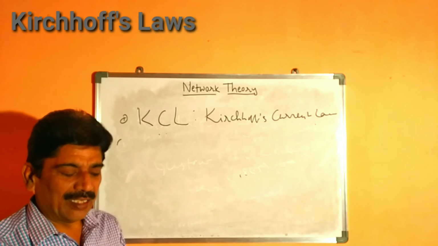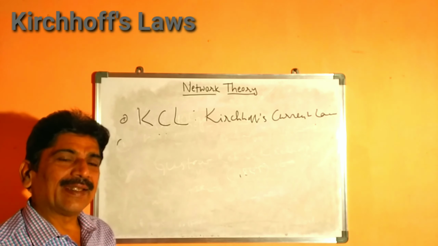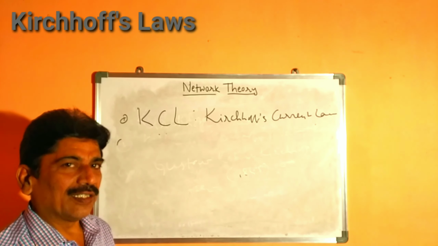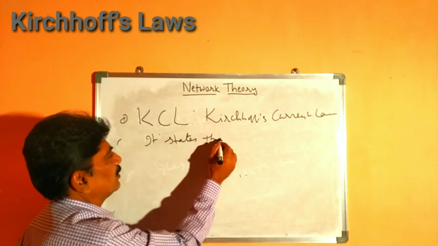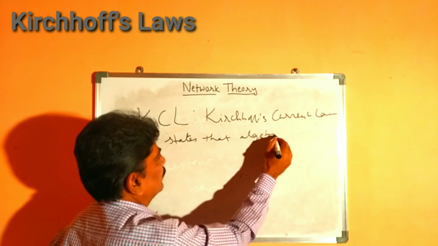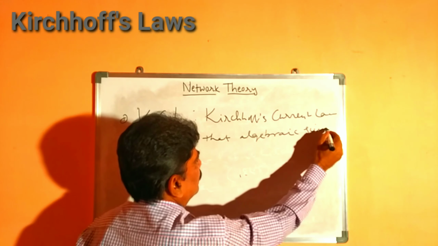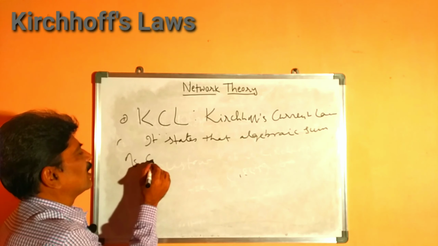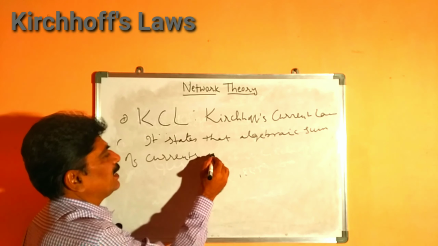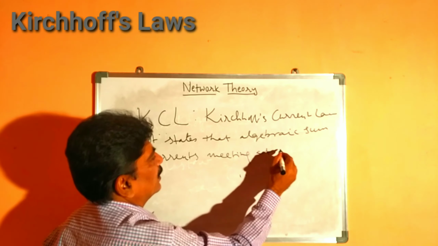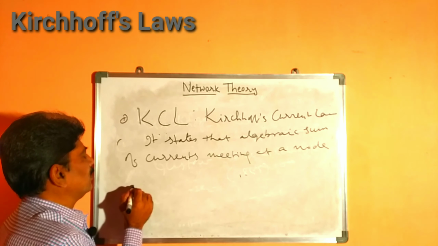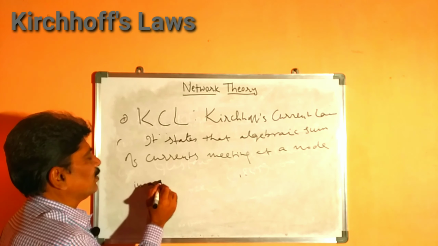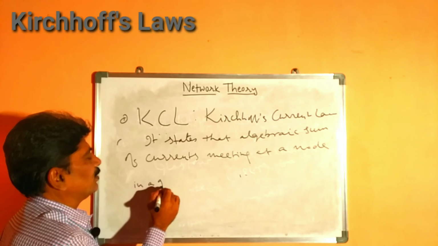Kirchhoff's current law states that the algebraic sum of currents meeting at a node in a given circuit is equal to 0.